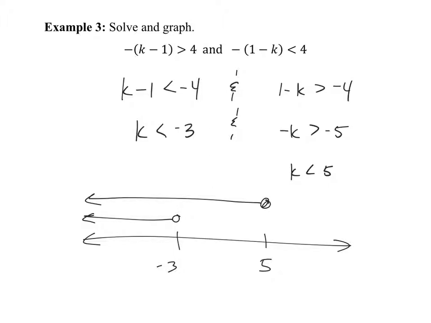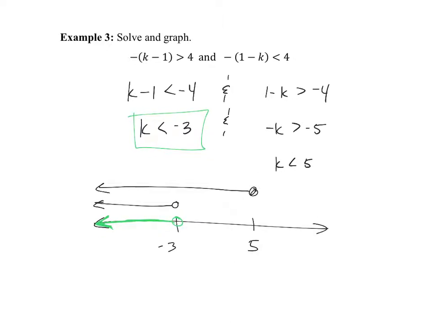Open circle dictates for both. So here, we want to know when the number k is less than negative 3 and when it's less than negative 5. That only occurs for all numbers less than negative 3. So my answer is in green here. So this would be my answer. In set notation it is given, and in interval notation would be this.